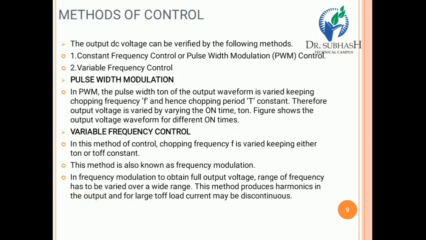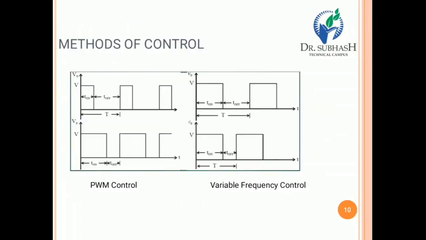In frequency modulation, to obtain a full output voltage, the range of frequency has to be varied over a wide range. This method produces harmonics in the output, and for a large T off the load current may be discontinuous. So those are the two waveforms: the first is pulse width control and the second is variable frequency control.